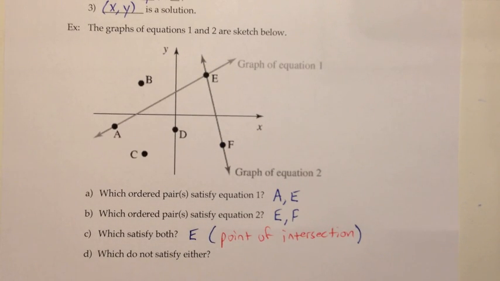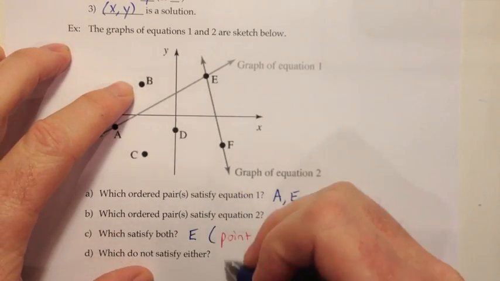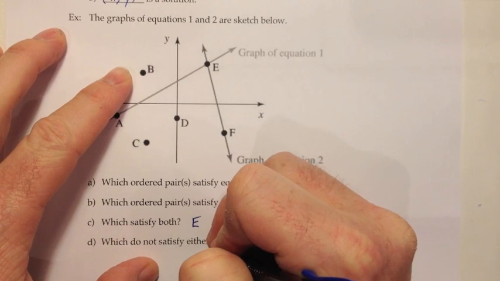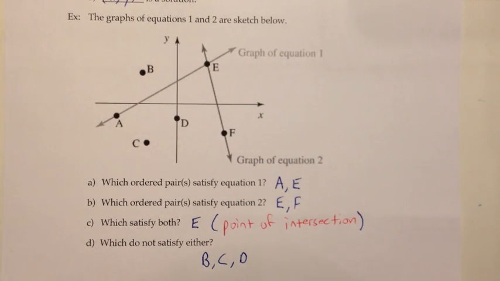And then which of the points satisfy neither? Well, that would be any points that aren't on either of the lines. So B, C, and D will all go into that category of not solving either of the lines because they're not on either of the graphs. So what we're trying to cement in there with an example like this is that idea that every point on a graph is a solution to the equation.